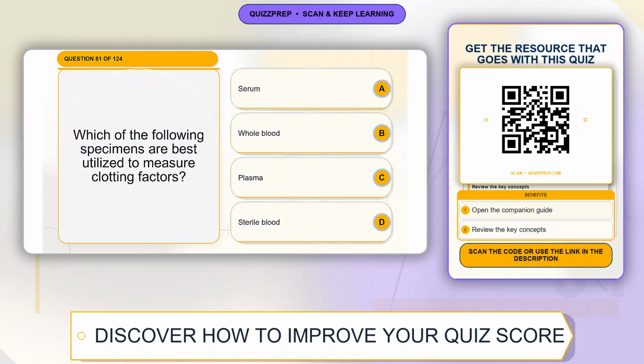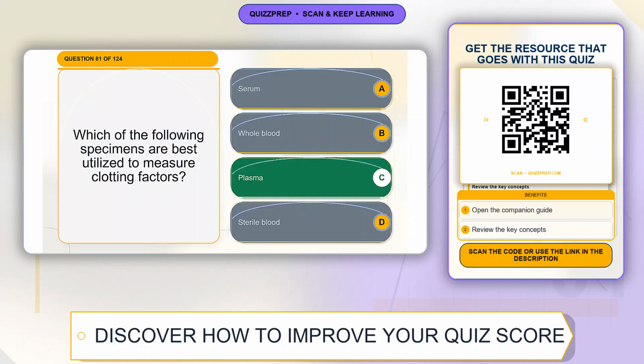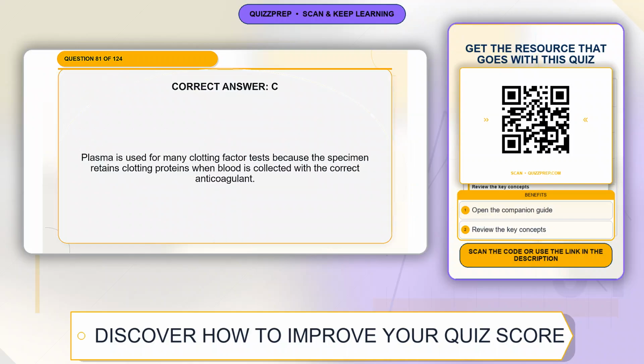Question 81. Which of the following specimens are best utilized to measure clotting factors? Option A, serum. Option B, whole blood. Option C, plasma. Option D, sterile blood. The correct answer is option C, plasma. Explanation. Plasma is used for many clotting factor tests because the specimen retains clotting proteins when blood is collected with the correct anticoagulant.